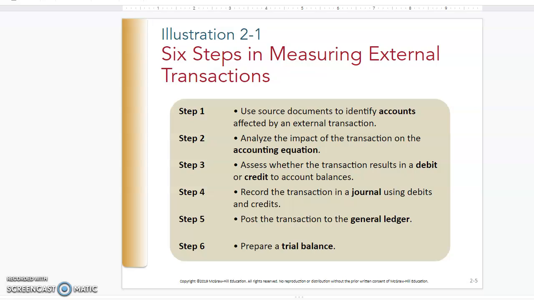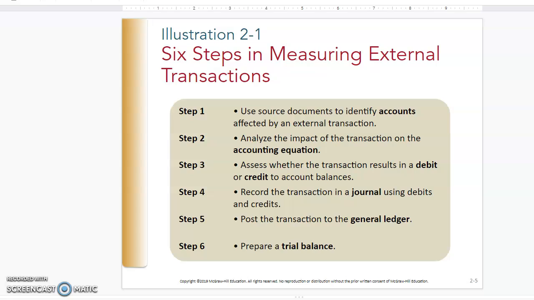Hello, today I'm going to talk you through the steps that are used in measuring transactions and getting them recorded in the accounting records. Step 1, use source documents to identify the accounts that are affected by the transaction.